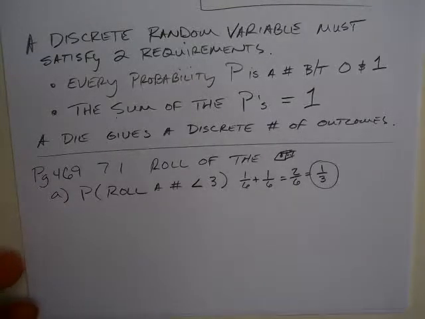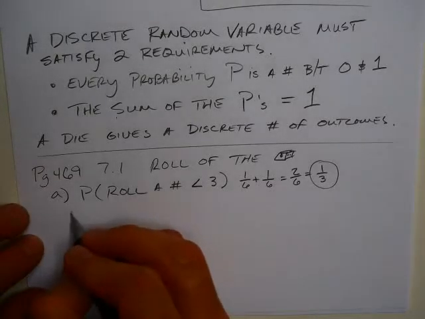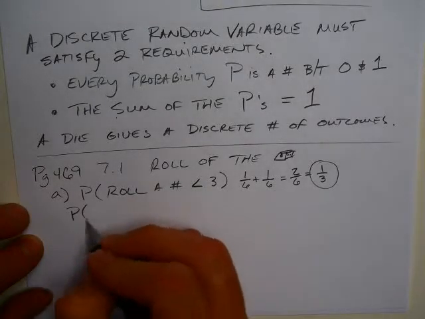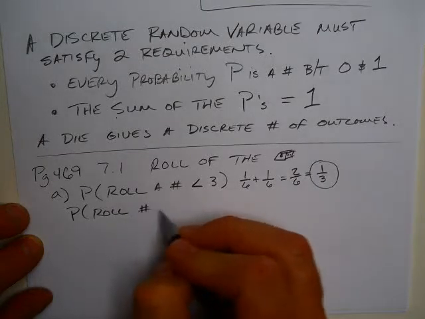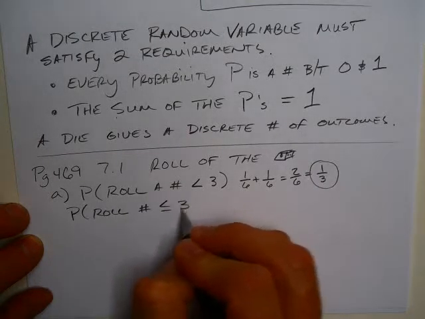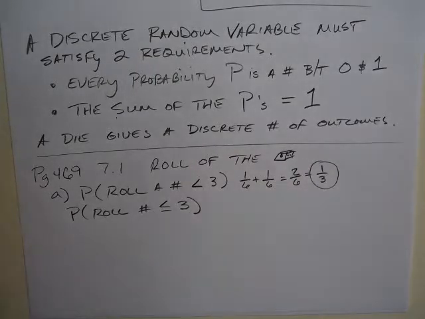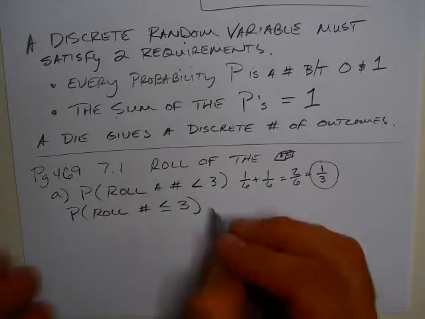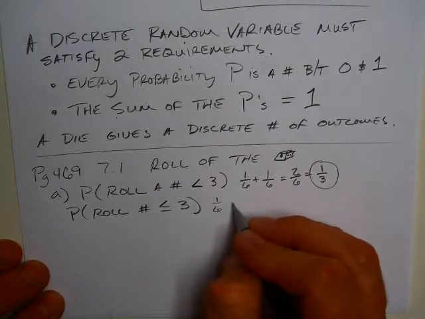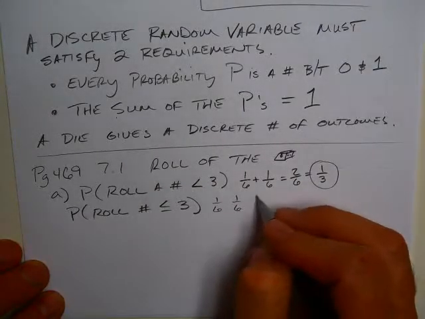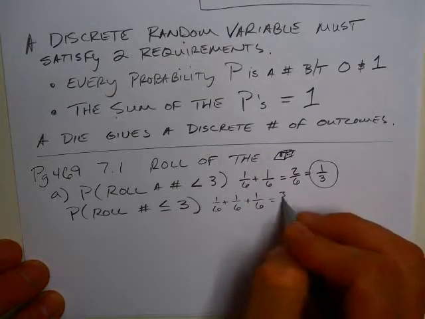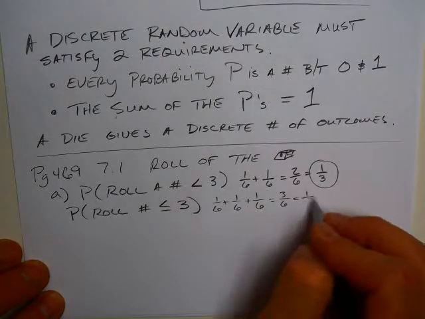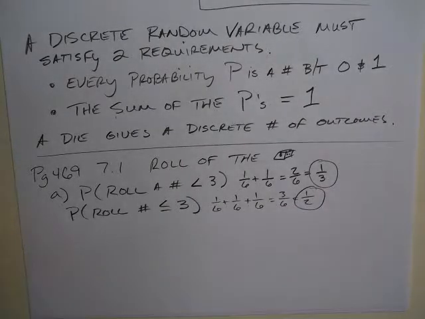I'm going to add to the question. What if I asked also the probability that we roll a number less than or equal to 3? How does that change the question? 3/6, right, because you've got 3 things now that would satisfy that.